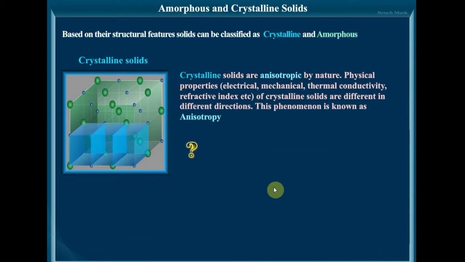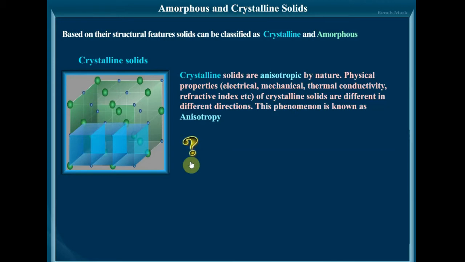Crystalline solids are anisotropic. What is this anisotropic? They are anisotropic in nature. This implies that the physical properties such as electrical resistance, refractive index, etc. show different values when measured along different directions in the same crystal. And what is the reason for that? This arises due to the different arrangement of particles in different directions. That is the reason why crystalline solids are anisotropic in nature.